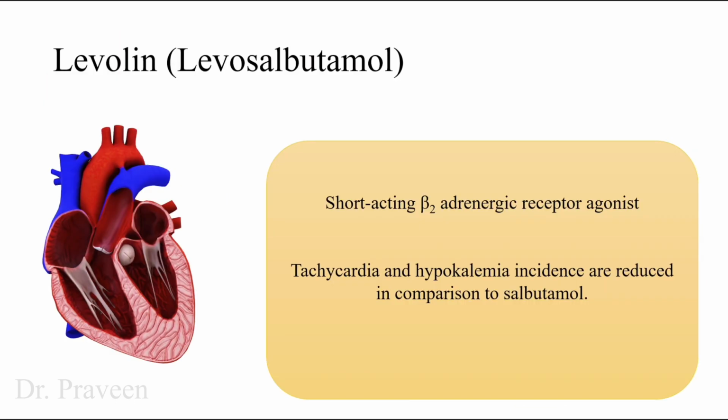Levosalbutamol is just an improved version of salbutamol. It is the same, a short acting beta 2 adrenergic receptor agonist. But the advantage is that it reduces the tachycardia, which commonly appears after taking salbutamol and is not seen in the case of levosalbutamol. Tachycardia and hypokalemia incidents are reduced in comparison to salbutamol. Asthalin and Levolin are the brand names; the molecular names are salbutamol and levosalbutamol.